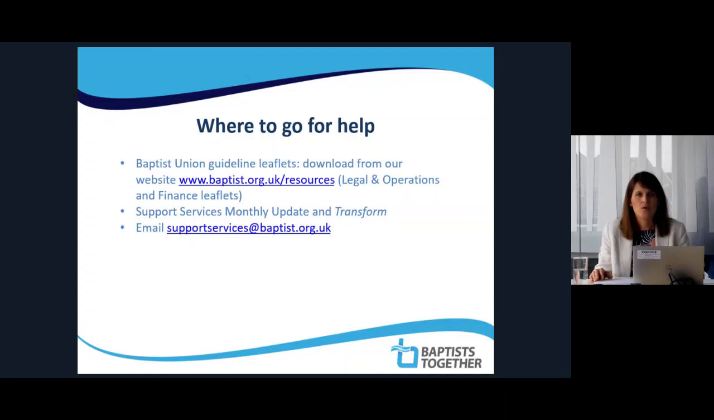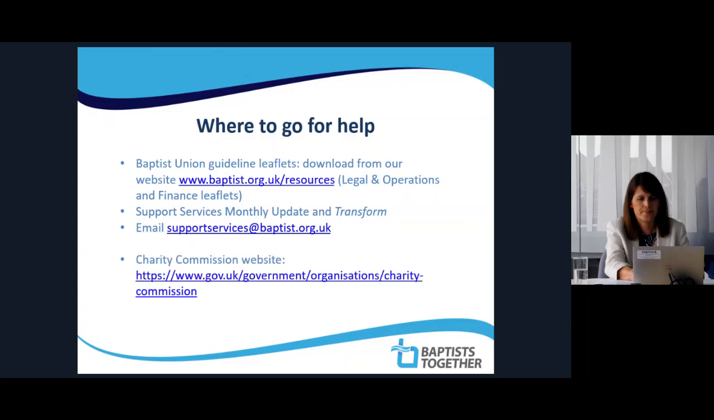We also send out a monthly support services email that will often have some really helpful tips in it, and also look out for changes in the law, publications and updates to our guideline leaflets in that monthly email. And of course, Transform is an insert in the Baptist Together magazine that goes out to all of our churches. If you want to email us, I've given you the support services email address there, so you can drop us an email on any of these subjects that have cropped up today.